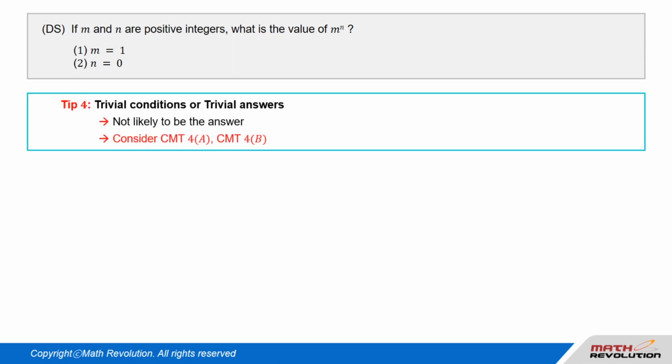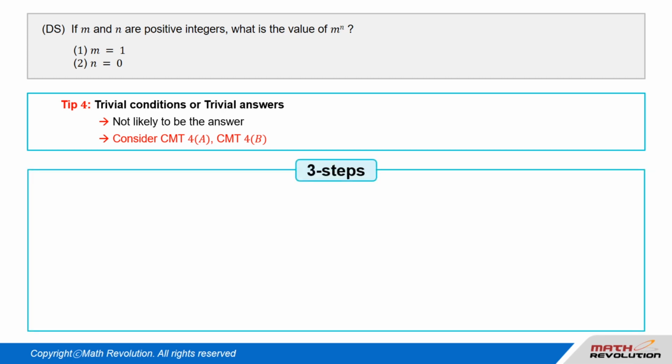Solution. Now we will solve this DS question using the variable approach. Tip 4. The trivial answers or trivial conditions, that is, the cases that are too easy, are not likely to be the answer. We can often combine tip 4 with CMT for A or B, which says that if you get C too easily as an answer, then consider A or B as the answer. And if you get A or B as the answer, then consider D as the answer. Let's apply the 3 steps suggested previously.